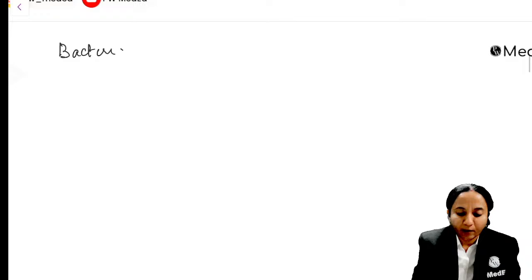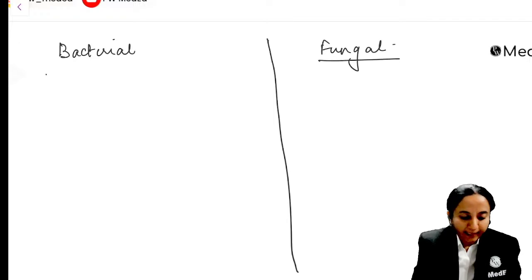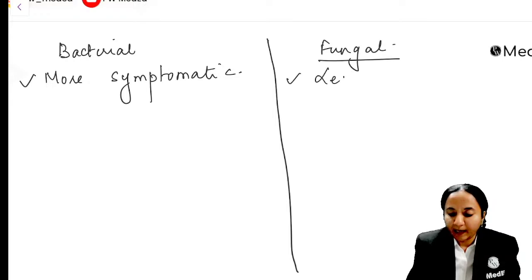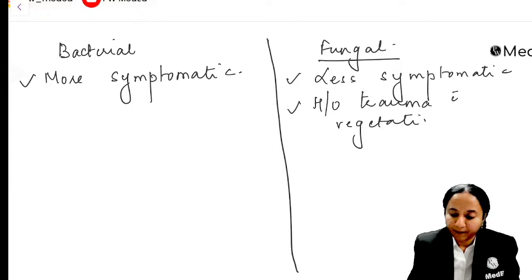So, quickly revise it. What are the differences between bacterial and fungal corneal ulcer? A bacterial corneal ulcer tends to be more symptomatic, first of all, whereas fungal corneal ulcers tend to be less symptomatic. With a fungal corneal ulcer, there may be a preceding history of trauma with vegetative matter.